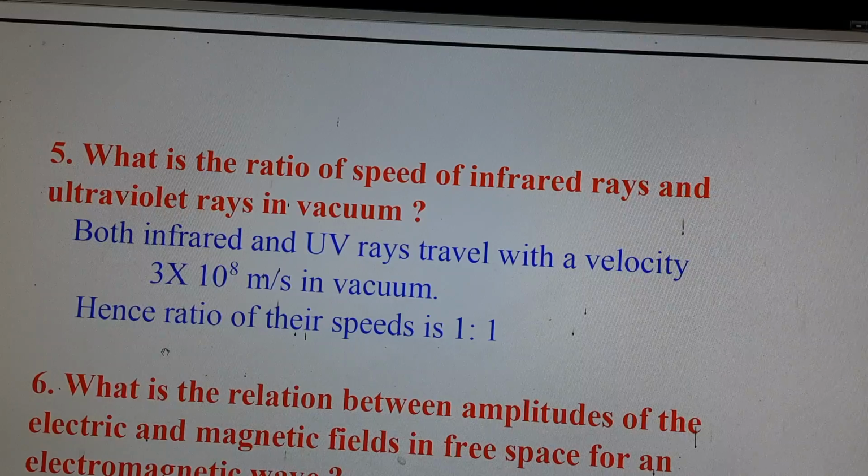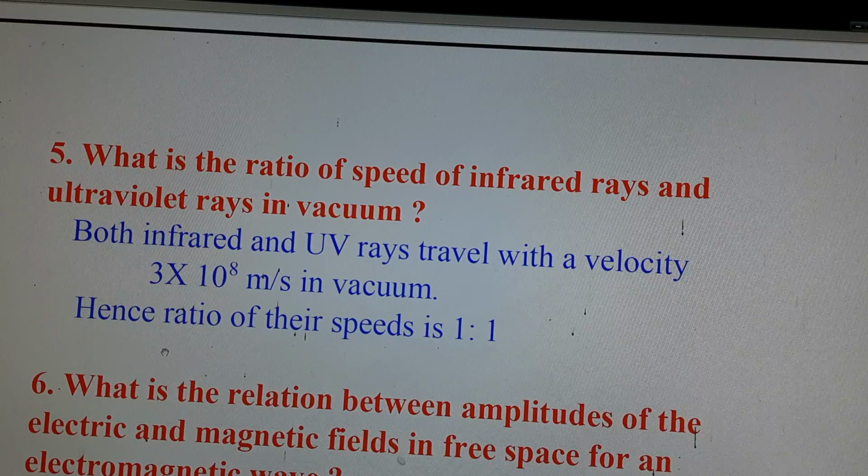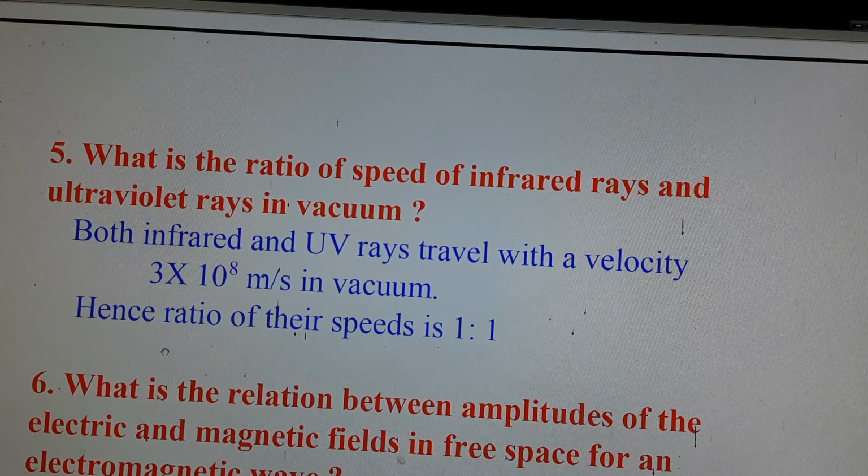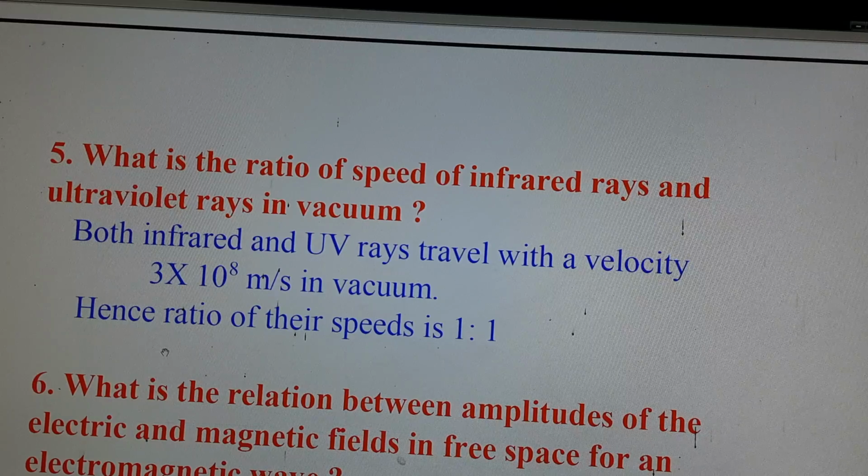So the next one is what is the ratio of speed, means velocity, of infrared rays as well as ultraviolet rays. All the electromagnetic waves, means 7 electromagnetic waves, have the same velocity. The velocity is equal to light velocity, which is 3 into 10 power 8 meter per second. So we can take any two rays: infrared 3 into 10 power 8 meter per second, as well as UV rays also 3 into 10 power 8 meter per second. So the ratio between any rays is 1:1.